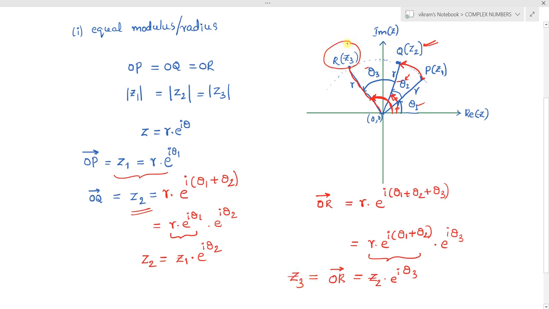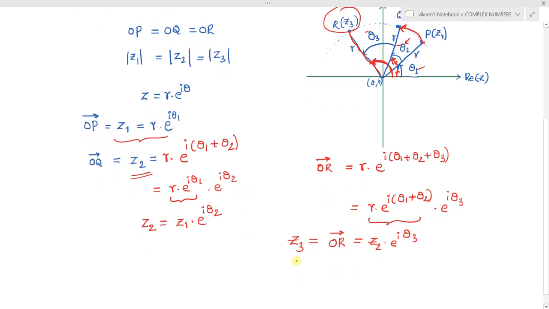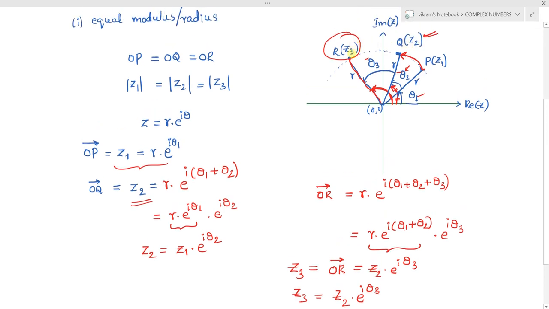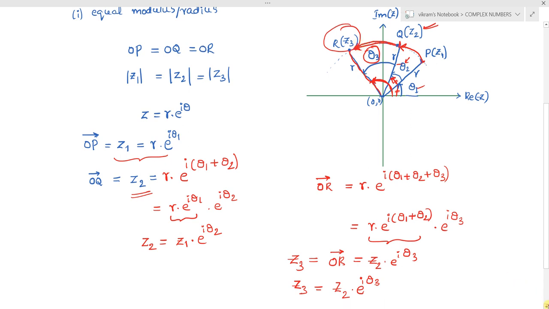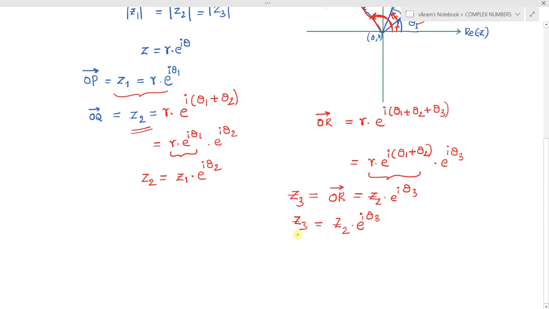We are writing it as z3 equals z2 times e to the power iota times theta 3. So it is clear that z3 is obtained. Now here we have z2. If we rotate z2 with an angle of theta 3, we will obtain the complex number z3, which is our required complex number.